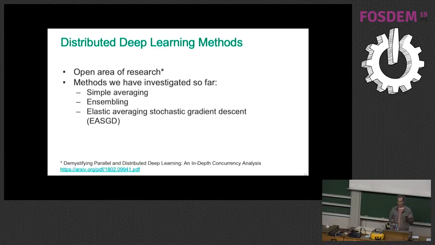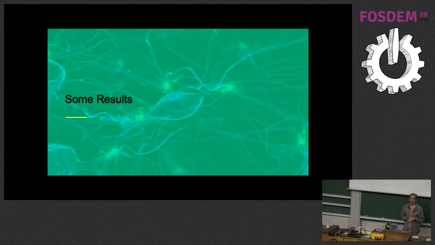We tested 3 so far. We tested simple averaging. We tested an ensembling method, which is putting models together. And then we tested something called elastic averaging stochastic gradient descent. So I'd like to share some results from the work that we've done so far.